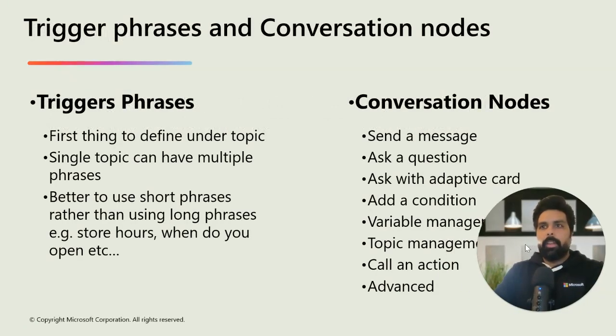Just a recall. If you remember, we talked about the different elements of our topic, and one of the elements in the conversation node was the call an action, and this Power Automate flow calling works as part of the call an action through the conversation node.